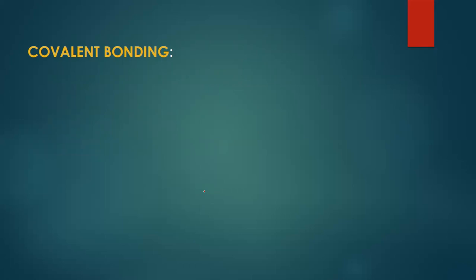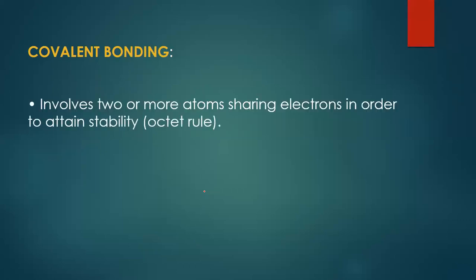And then there are three types of covalent bonding. We have a single bond, like the one found in hydrogen. We also have a double bond, like the one found in oxygen. And then we also have a triple bond, like the one found in nitrogen. So let's look at these bonds. As I said, it involves two or more atoms sharing electrons in order to attain stability.